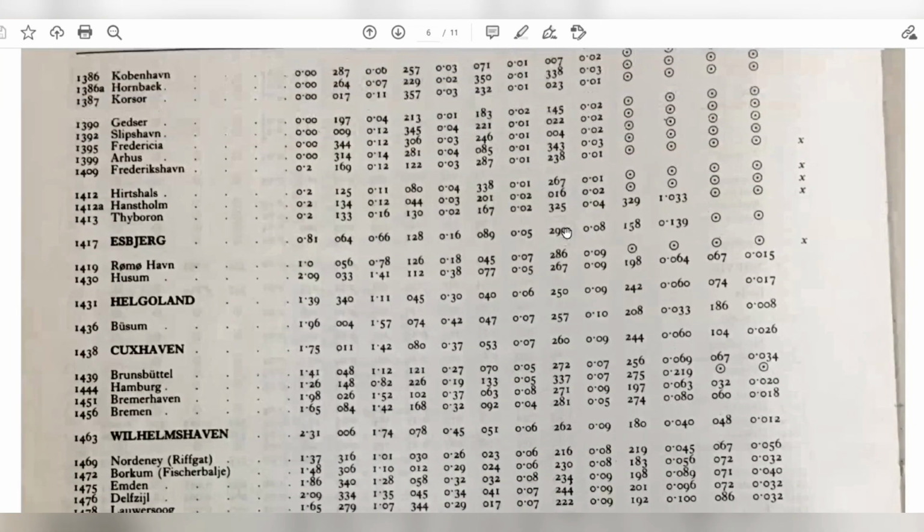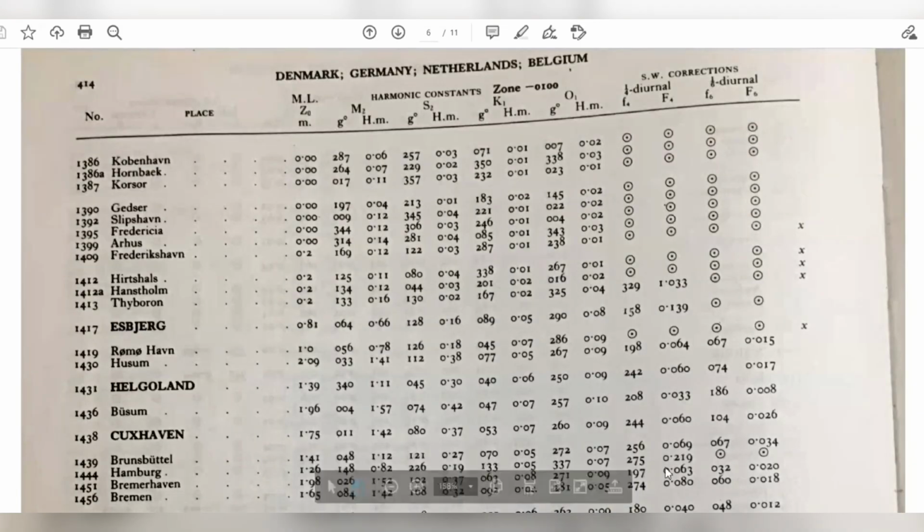Your screen is stuck, I think. There was some signal problem. Can you see the table now? Yes, sir. Thank you. Yes, sir.